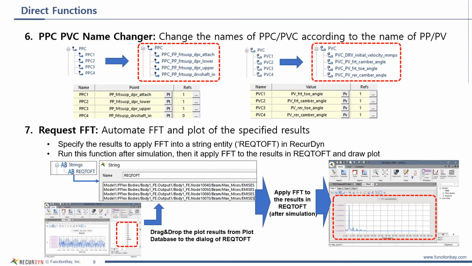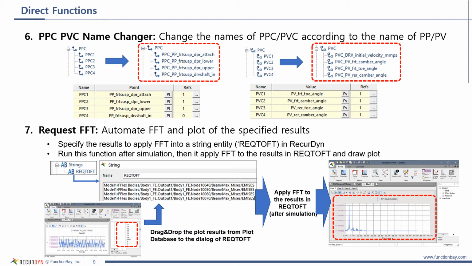The sixth feature is PPC and PVC Name Changer. The PPC and PVC names can be changed using the name of the reference parametric point or value defined inside the PPC and PVC. The names of PPC and PVC allow you to intuitively view which parameters are connected.